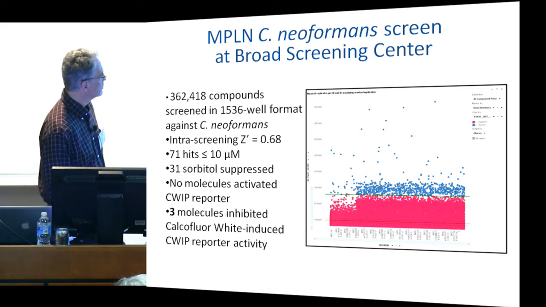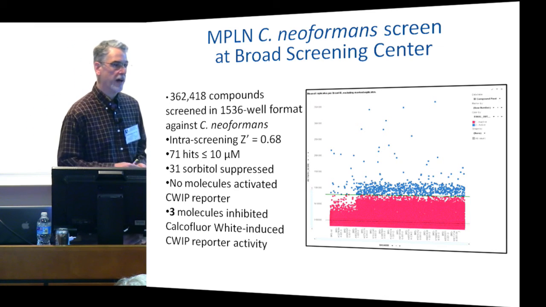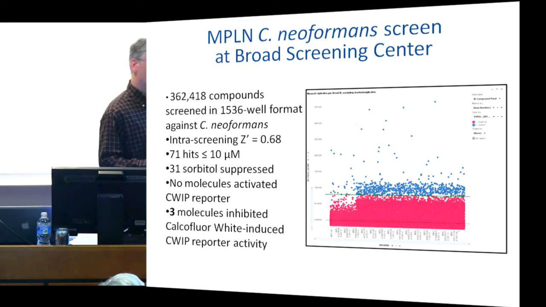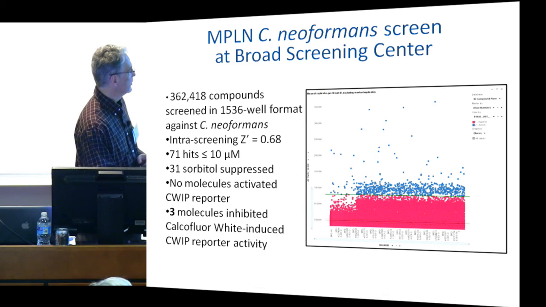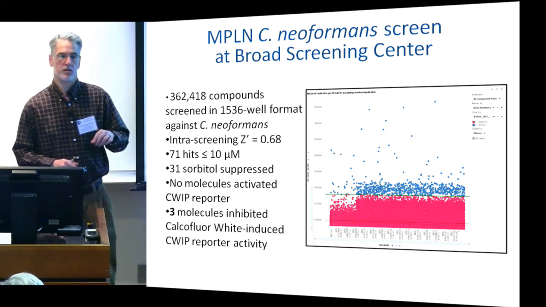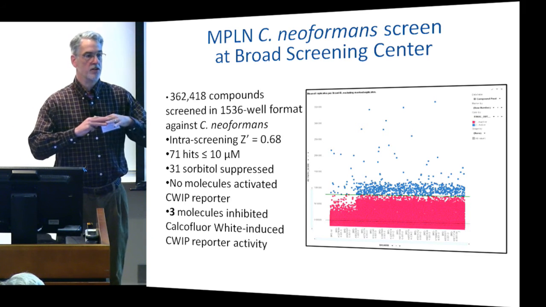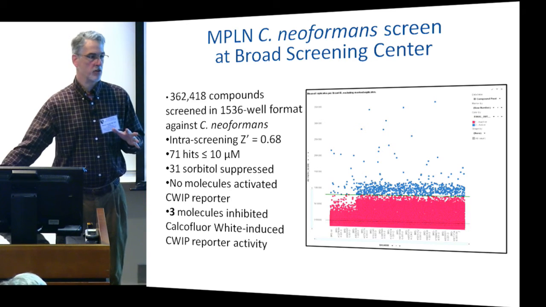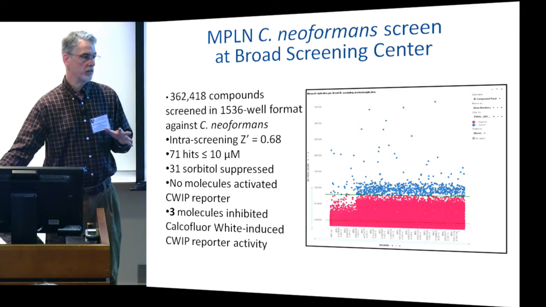We got only 71 hits, which actually is a decent number. We used a fairly stringent 10 micromolar cutoff. We then found, of that set, 31 were suppressed by sorbitol. We found no molecules that actually activated the cell wall integrity reporter, suggesting we didn't find anything that was disrupting biosynthetic processes that required a compensatory response from the cell wall integrity pathway.